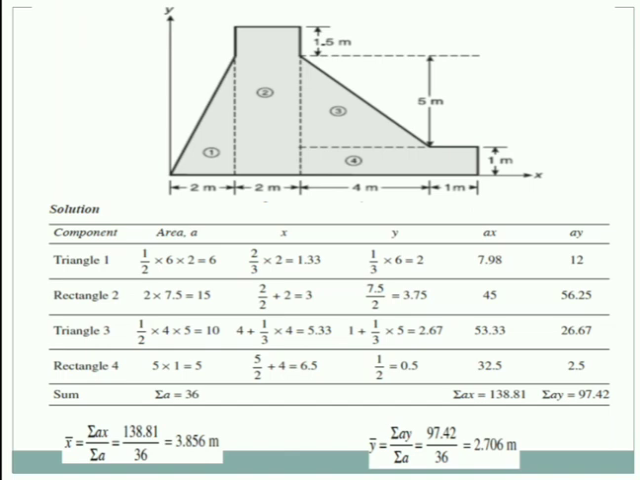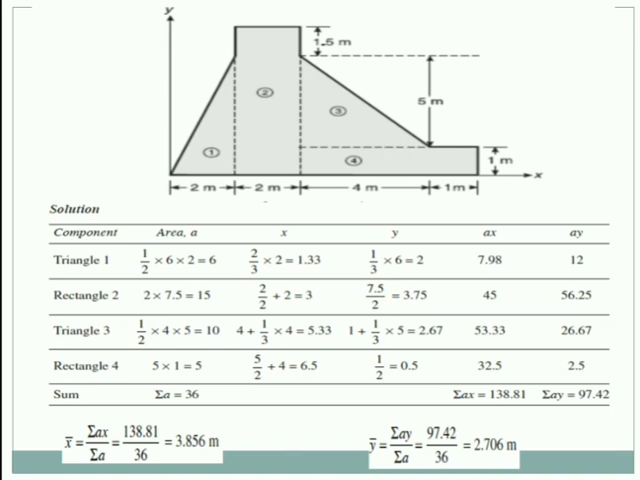Third is the triangular element, half into base, which is 4, height is 5. Then our x value is 2 plus 2, which is 4, plus 1/3 of 4, because 1/3 of base for this triangle is 4, and the 4 which is written previously is nothing but 2 plus 2, which I have explained to you in the previous video. Then y is 1 plus 1/3 of 5. We get again a3 x3 and a3 y3.